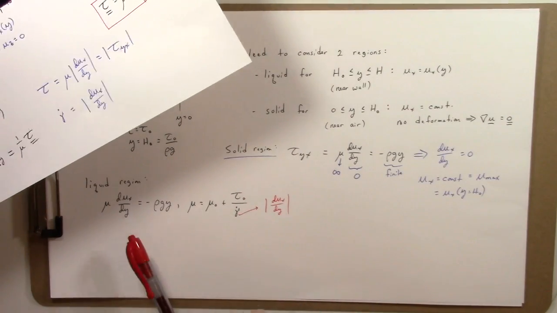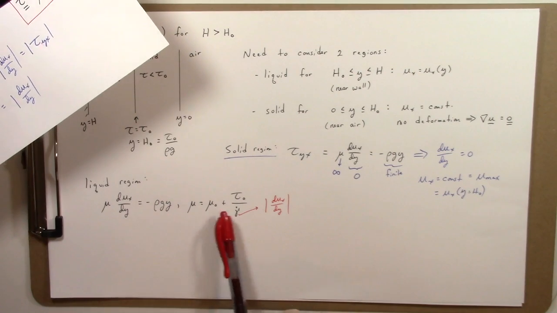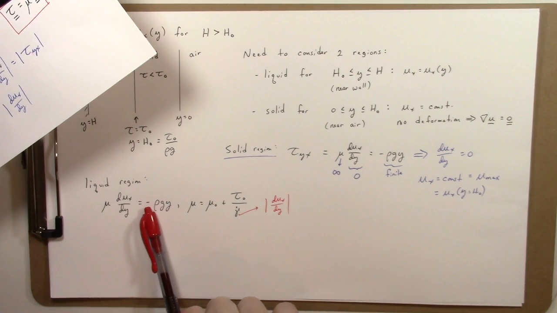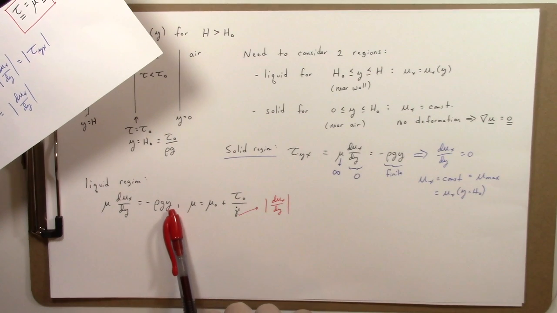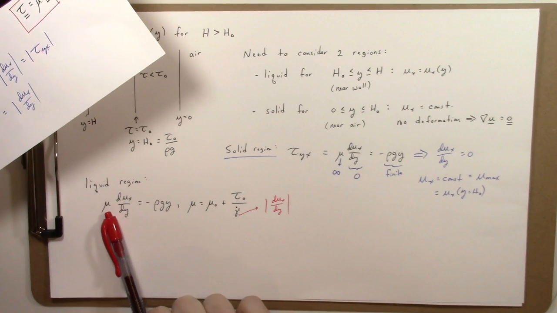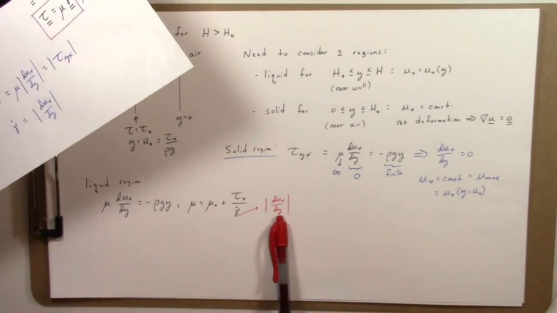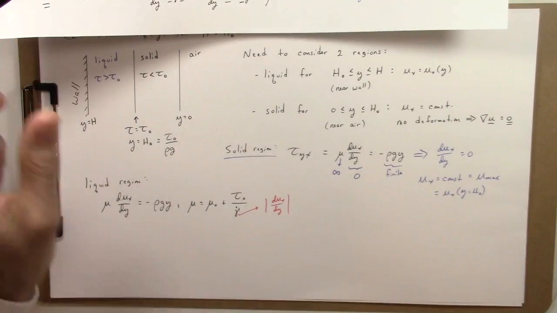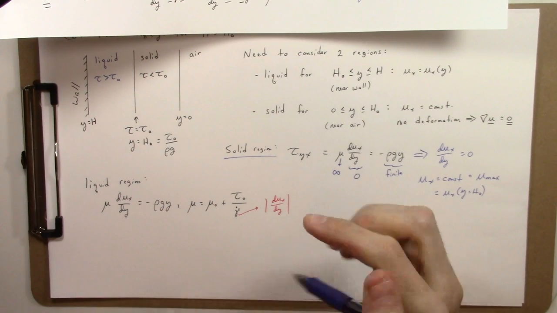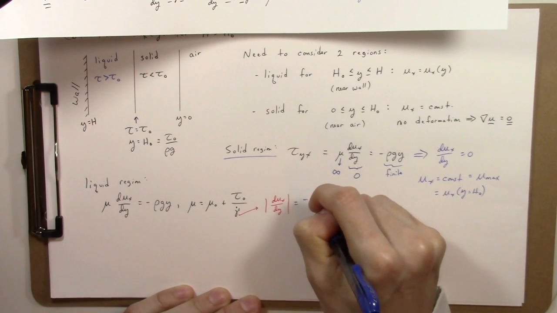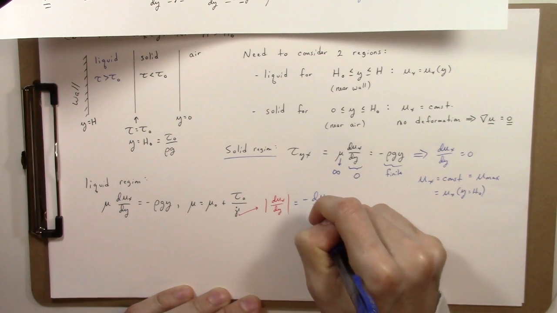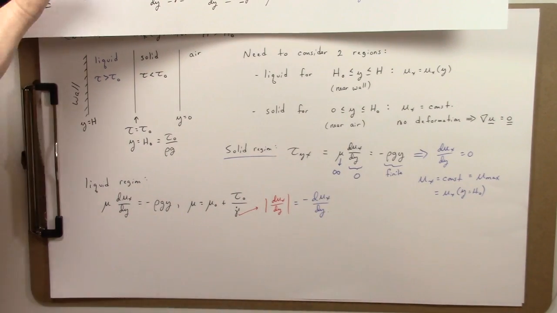dux dy, we find here, is negative. We want it to be positive, and it's negative because it's minus rho g y, and y takes values from 0 to positive. Viscosity is always positive, so dux dy must be negative. So if we want the absolute value of that, we simply take the negative of dux dy.